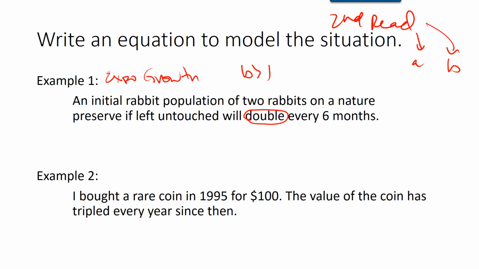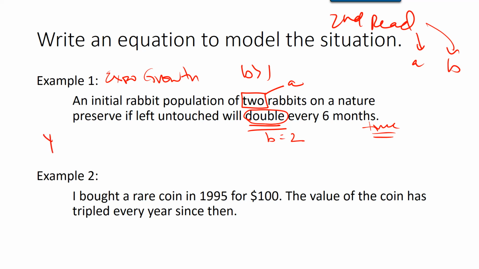Second read-through, now we're going to find our start number and what it's actually doing. An initial rabbit population of 2 rabbits. That's important. That's where we're starting, so that's our A. My A value is 2. On a nature preserve, if left untouched, will double every 6 months. Doubling is what it's doing. Now the 6 months is a time period, and that's going to become important tomorrow when we do follow-up questions, but when we write them, not as important today. Double, though, is our B value, which means our B value is 2.